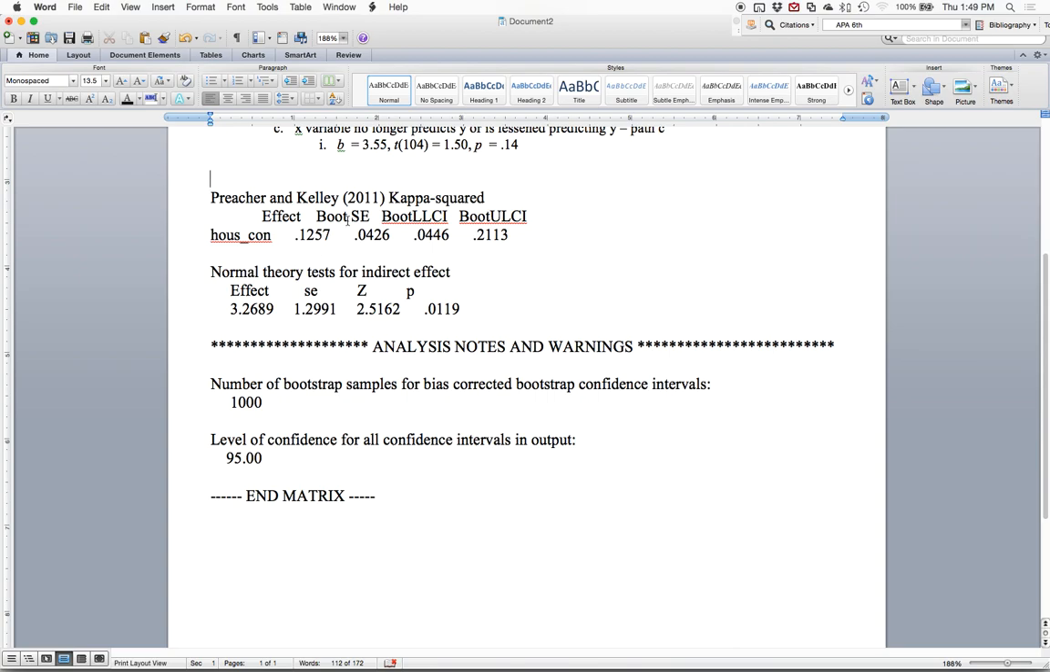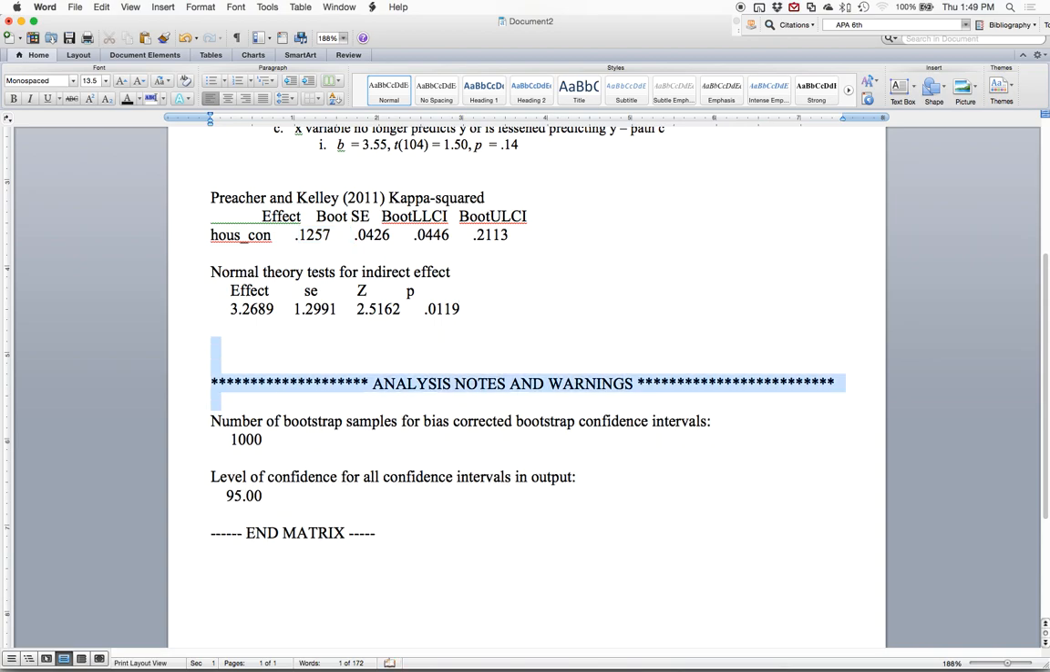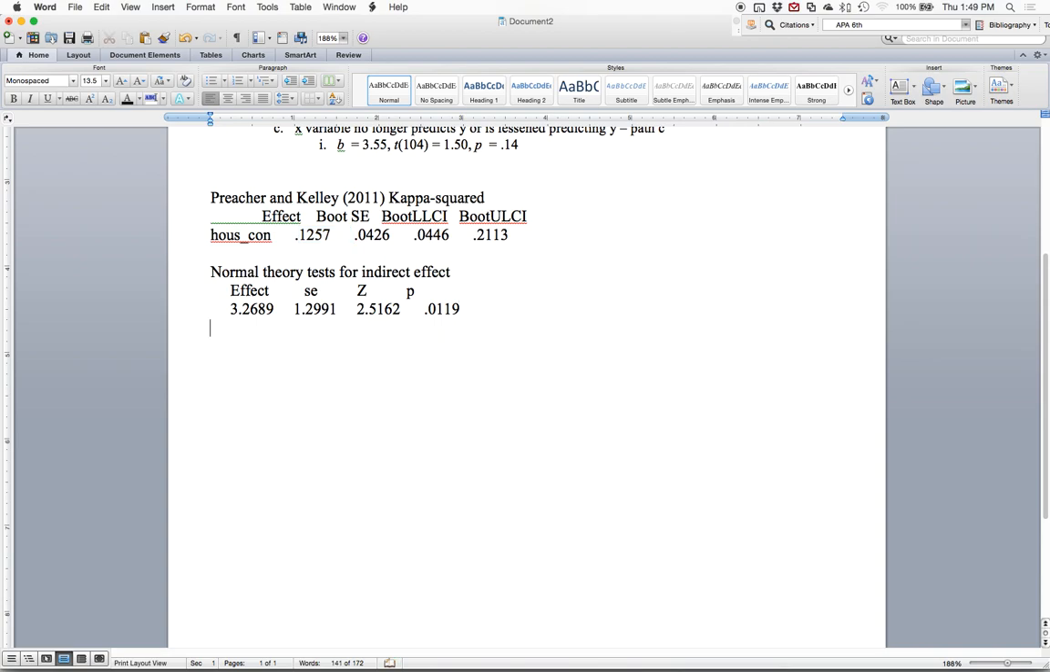Okay. So Preacher and Kelly's kappa squared, I think is probably the best supported, is like the one that makes most sense to me without getting too much into the math. And so the effect here is kappa squared, and you don't want that to cross 0 either. But if one crosses 0, usually the other one does too. I'm going to use that when I talk about this last piece. So this is a bunch of stuff at the bottom.